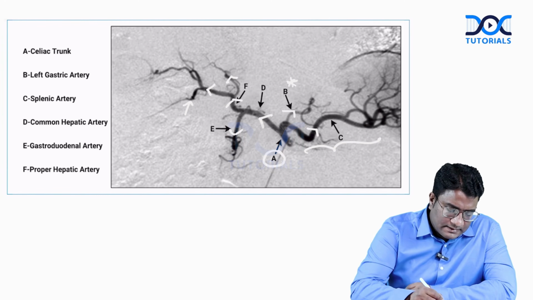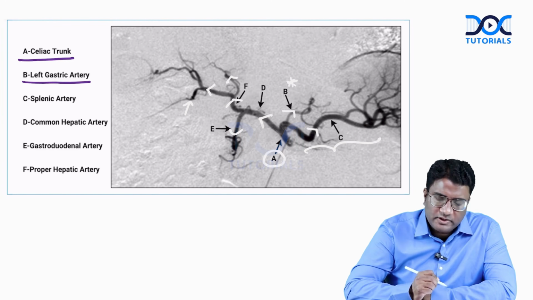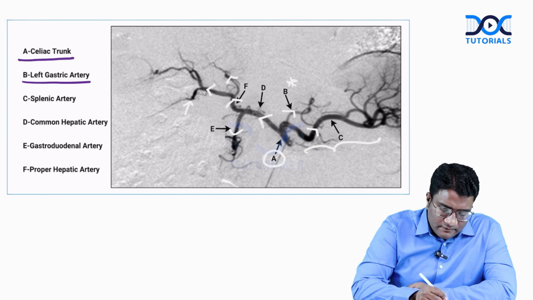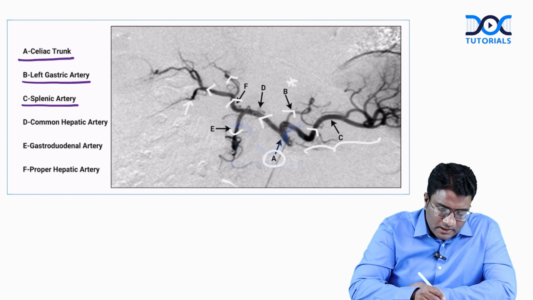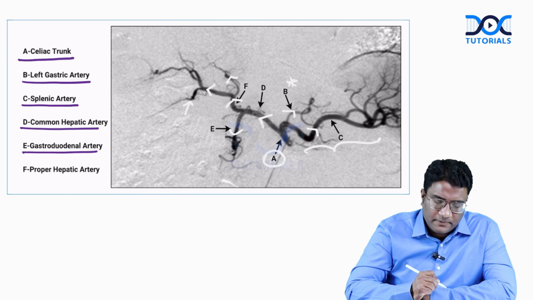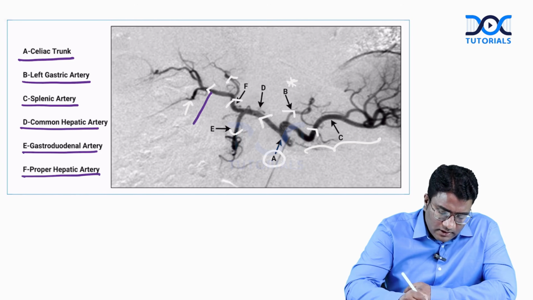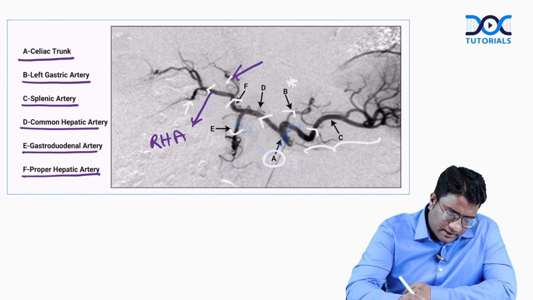So A is the celiac trunk. What is B? The small vessel, the left gastric artery. What is C? The vessel on the left side, the tortuous vessel going towards the spleen, the splenic artery. D is the common hepatic artery. E is the gastroduodenal artery. And F is the proper hepatic artery. This divides into the right hepatic artery, and this is the left hepatic artery.